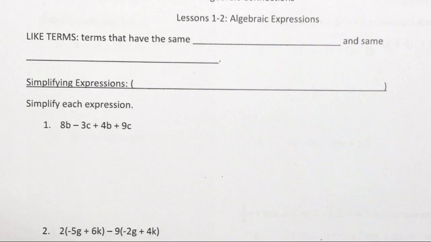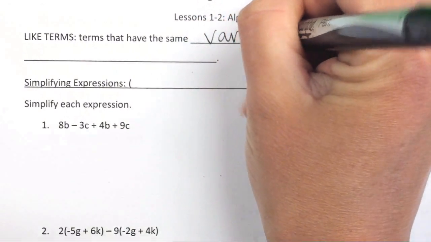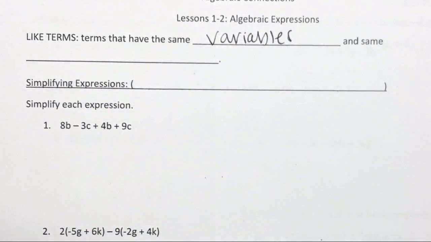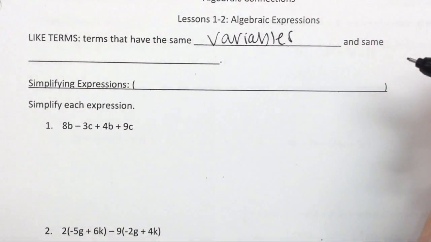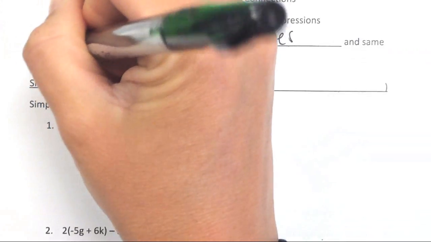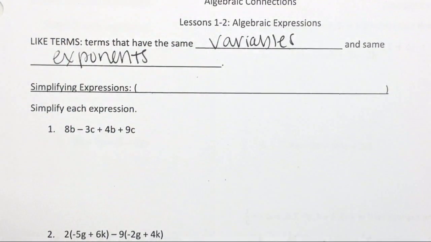So like terms are terms that have the same what? Variables. That's one. Have to have the same variables, and variables are just what? The letters. Just letters. And they also have to have the same what? Anybody know? Symbol. No? No? Exponent. I was so confident. So the same variables, so the same letter, and then the same coefficient, same exponents, which are like powers.